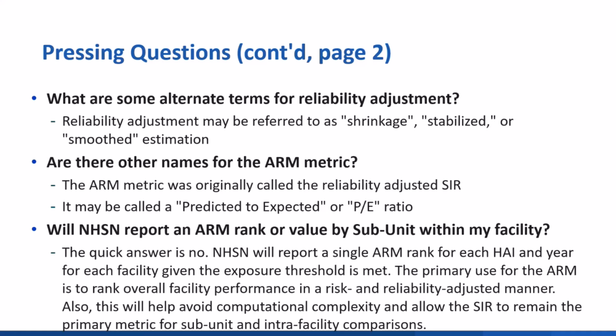The ARM's a different beast. The ARM is going to be one rank for each HAI for each year for each facility. So no subunits. To correctly do a subunit ARM, we would need the entire distribution of subunits, and there's some computational complexity that goes along with it that we don't have with the standard infection ratio. So the ARM is going to be one value per year per HAI per facility.